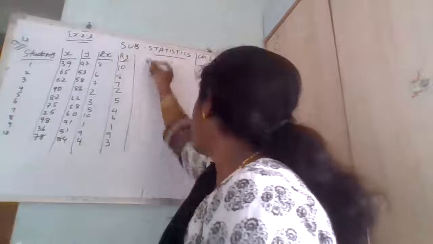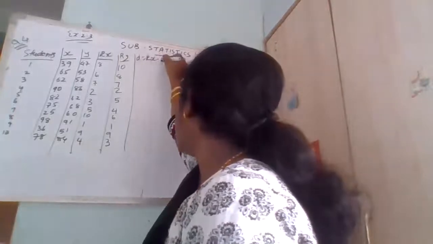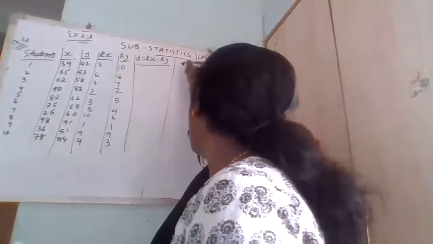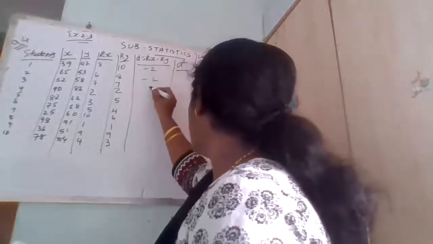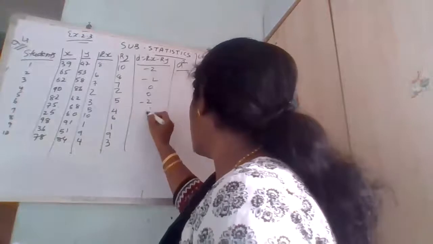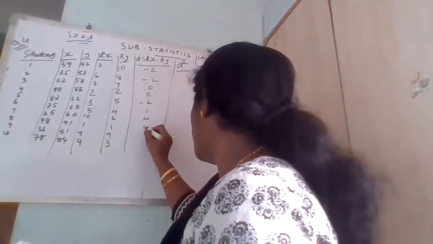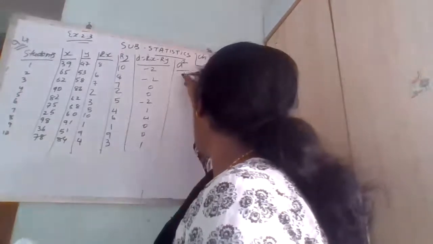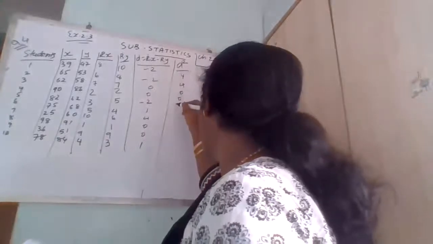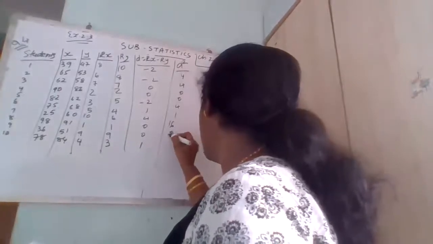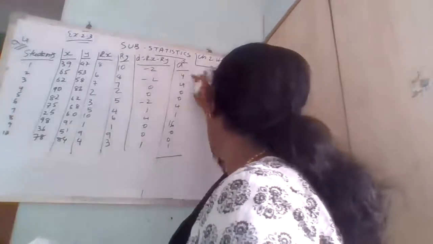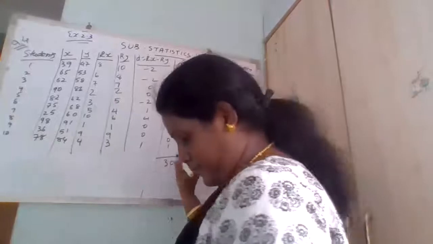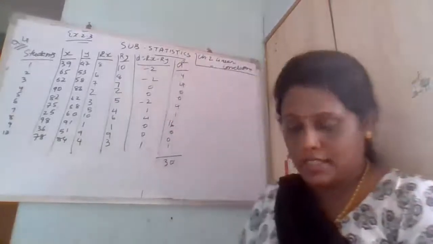Now d, Rx minus Ry, and d square. Minus 2, minus 2, 0, 0, minus 2, 1, 4, 0, 0, 1. So d square is 4, 4, 0, 0, 4, 1, 16, 0, 0, and 1. So the total is 30.